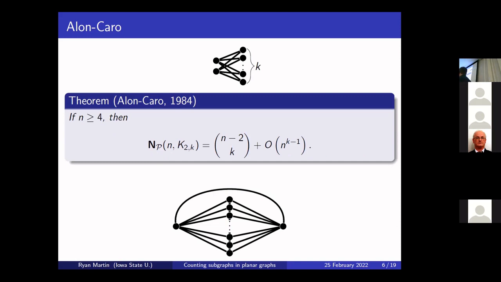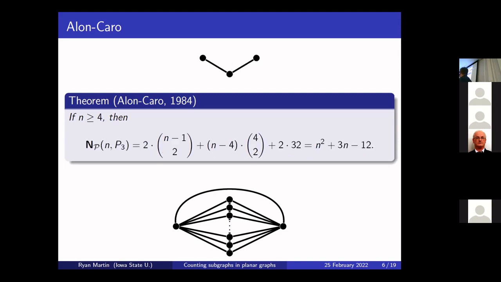Okay, so again, if you want to rewrite this the way I would like to, it's roughly n to the k over k factorial as the first order term. And then there are smaller terms of order n to the k minus one. I'm just reminding you that the extremal example is this mask. In particular, this is just a special case I'm pulling out: if you pick the path on three vertices, then we get n squared plus 3n minus 12.